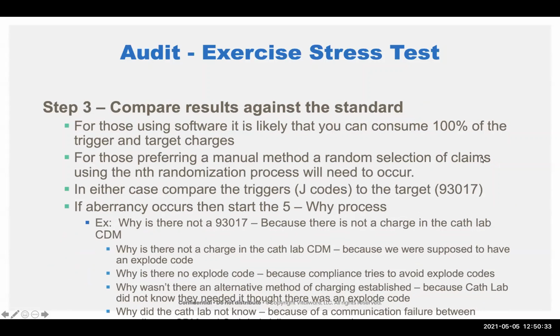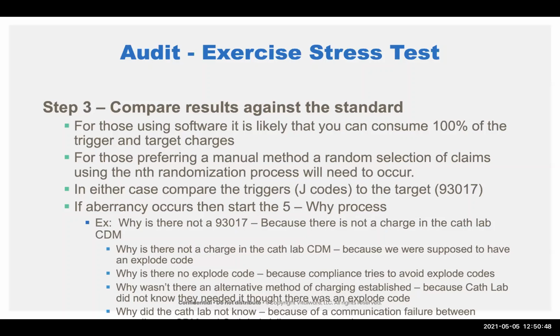You compare the results against the standard. For those using software, it'll likely consume 100% of your results. If not, you're going to have to do an nth method and look and see. So the aberrancy occurred, and now I need to start the 5 whys.